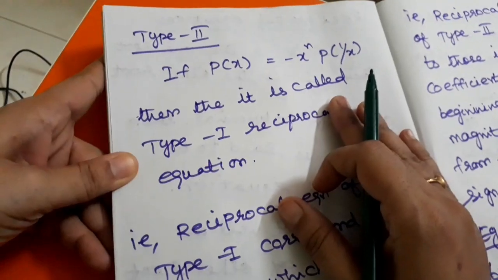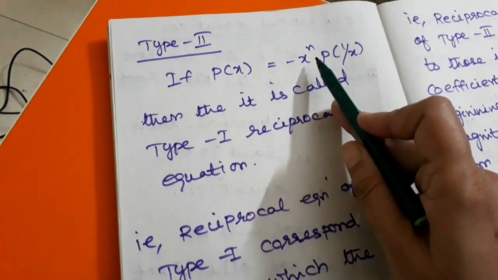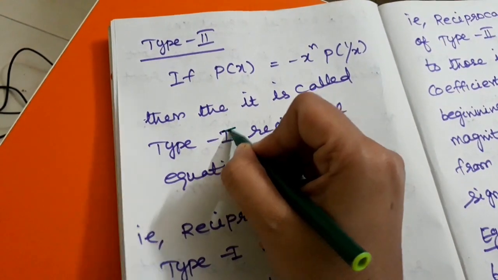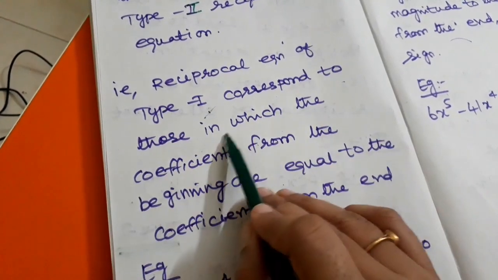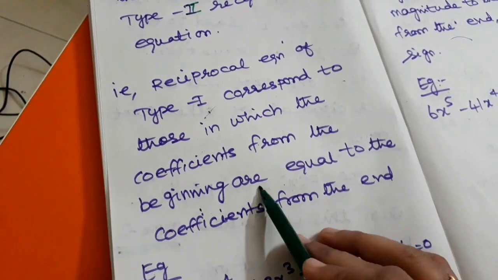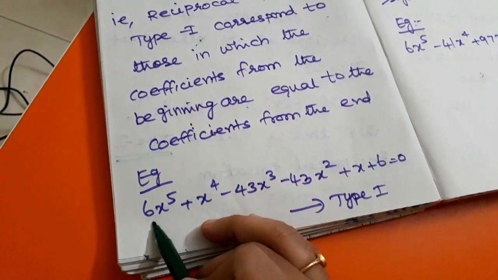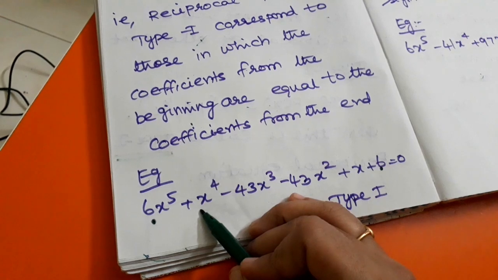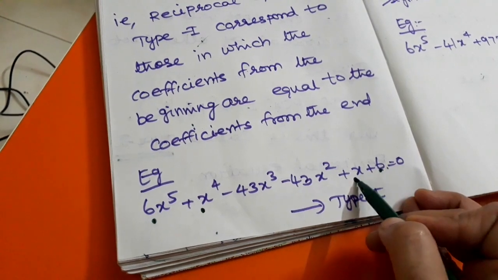Then a type 2 reciprocal equation is one where p of x is equal to minus x power n into p of 1 by x. That is, a reciprocal equation of type 1 corresponds to those in which the coefficients from the beginning are equal to the coefficients from the end. The coefficient of the first term will be equal to the coefficient of the last term. The coefficient of the second term will be equal to the coefficient of the term before the last term.